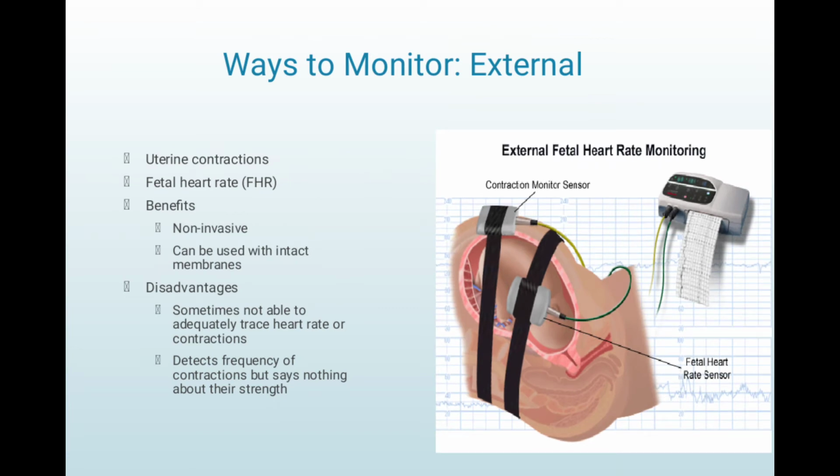One of the ways to monitor is the external, which monitors the uterine contractions and the fetal heart rate. Its benefit is that it is non-invasive and can be used with intact membranes. Its disadvantage is that it is sometimes not able to adequately trace heart rate or contractions, and it detects the frequency of contractions but says nothing about their strength.